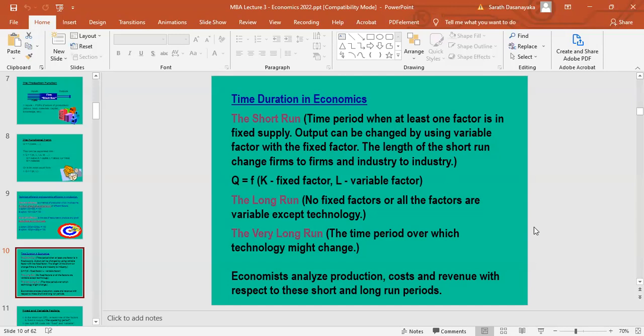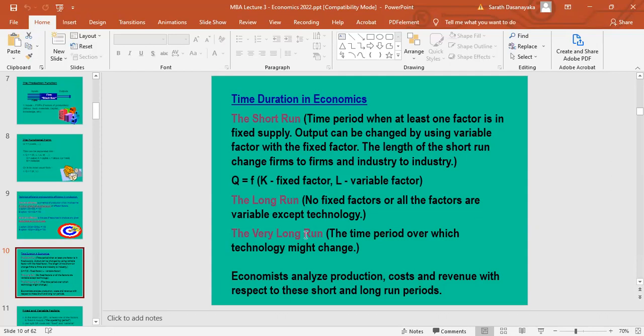Then what is going to happen to output? You can see output can be changed by using a variable factor with a fixed factor. The length of the short run changes from firm to firm and industry to industry. It depends on the industry. Sometimes, maybe in nuclear physics or the aerospace industry, the short run can be 1-2 years, but in the textile sector or the mobile sector, maybe you can replace things easily in 1-2 days. That is available in the handout I gave, with so many examples, industry-wise and firm-wise.